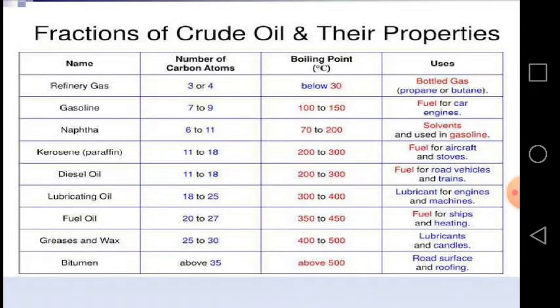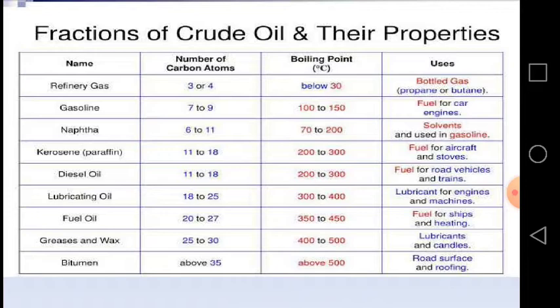The gases, as you can see, their number of carbon atoms and the boiling points and some uses. The gases, some use as refinery gas as a source of heat for refinery processes. Propane and butane are called liquid petroleum gas, LPG. They are stored in pressurized containers and sold under trade names like GAC and Calor gas.